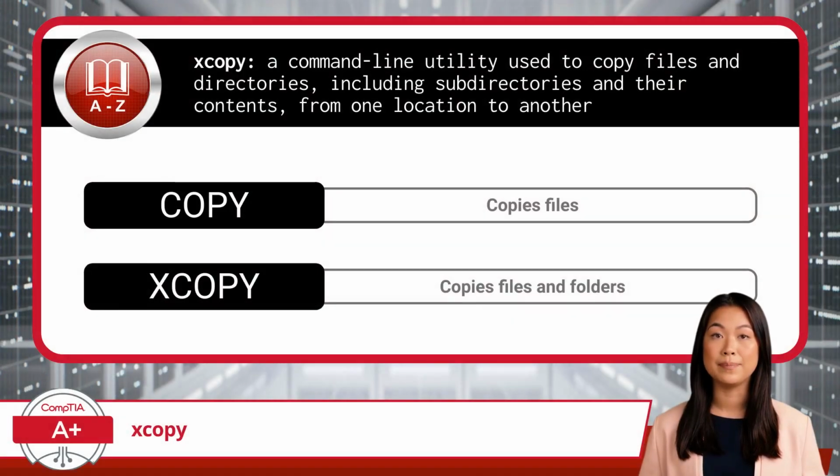Xcopy. The xcopy command is a command line utility used to copy files and directories, including subdirectories and their contents, from one location to another. Think of xcopy as the more powerful upgrade to the copy command. While copy is great for duplicating single files or groups of files, xcopy can handle entire directories and their contents, making it ideal for more complex file management tasks. For example, if you need to copy an entire folder with all its subfolders and files, xcopy is the tool for the job.